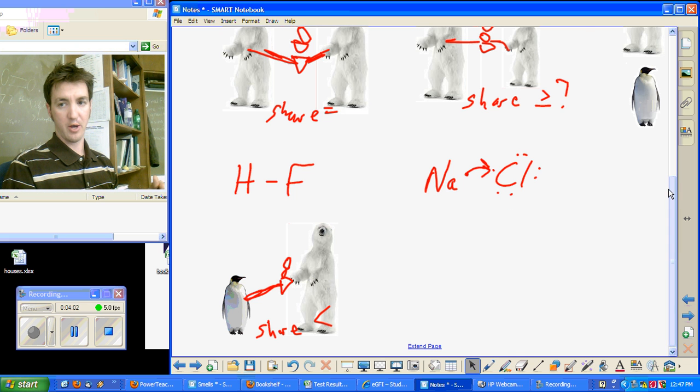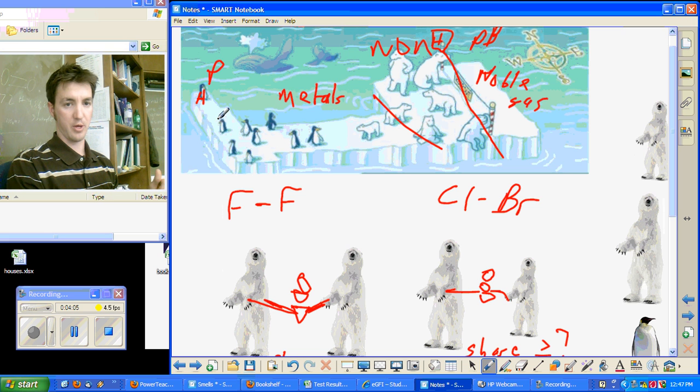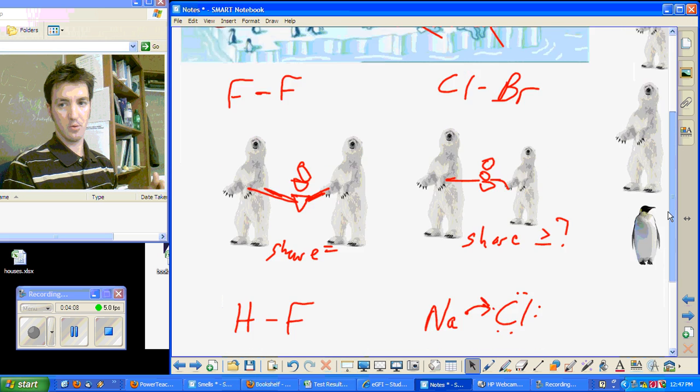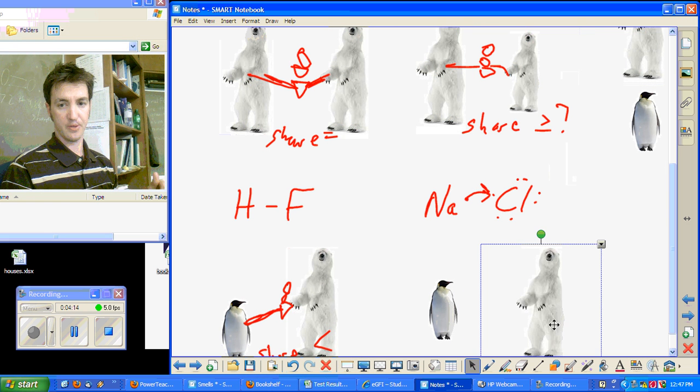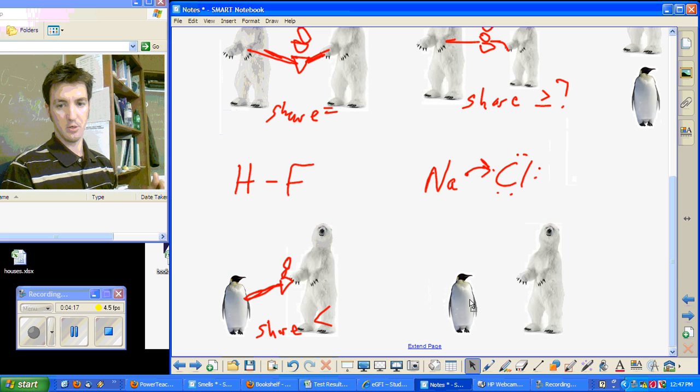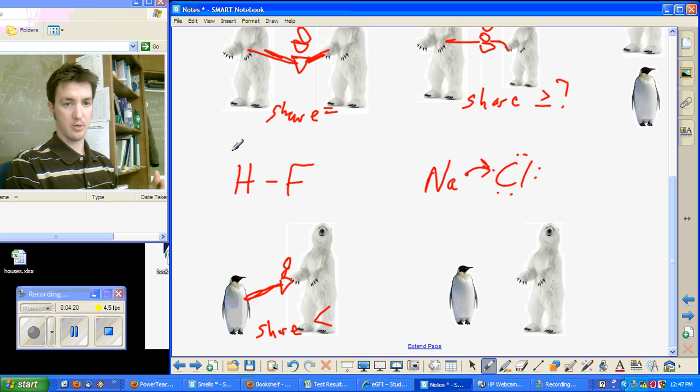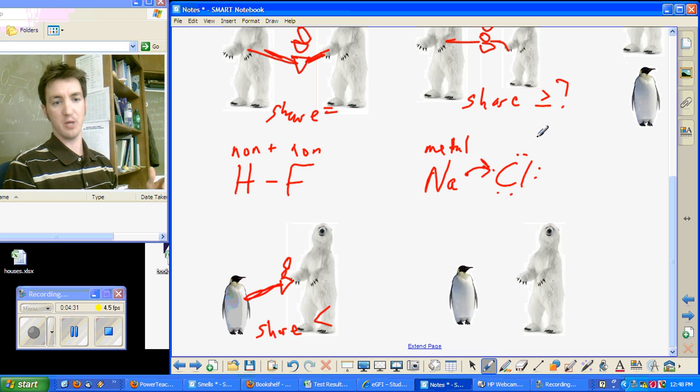And the last one you have, sodium would be right here. That's a smaller penguin. But you'd have sodium and chlorine. Now the difference on this is hydrogen is a non-metal and fluorine's a non-metal. Sodium is a metal. So a long time ago, back in the day, we talked about metals and non-metals and how they interact. And so we know that with these, the metal gives away its electrons. So both of the ice cream cones are fully held by the polar bear.